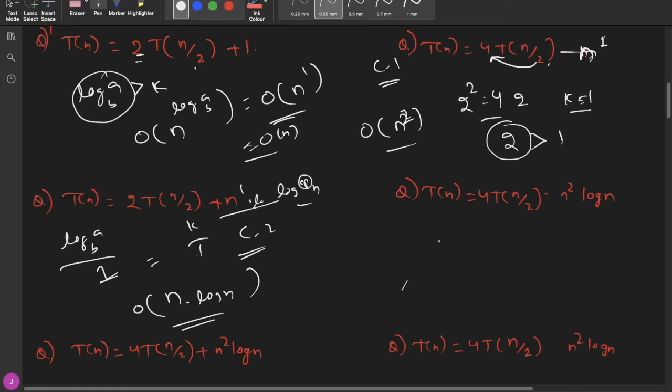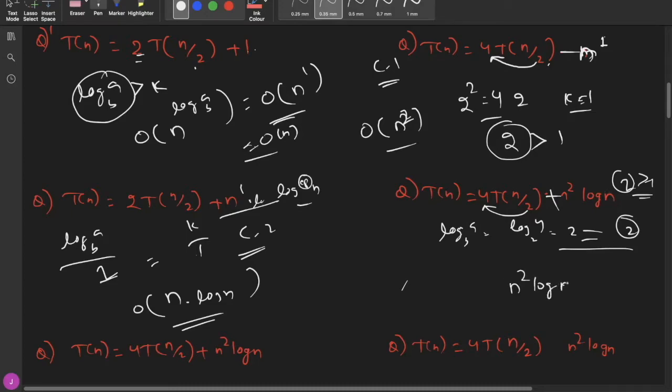See here, the value of log a base b, log 4 base 2, is 2, because 2 power 2 is 4, and the value of k is 2 also. So both are equal. Now we have to check the power of log n. The power of log n is 1, it is greater than -1, so no issue. So we have to just add some more log to the right side to make it stronger. So the answer should be n square into log n into log n.